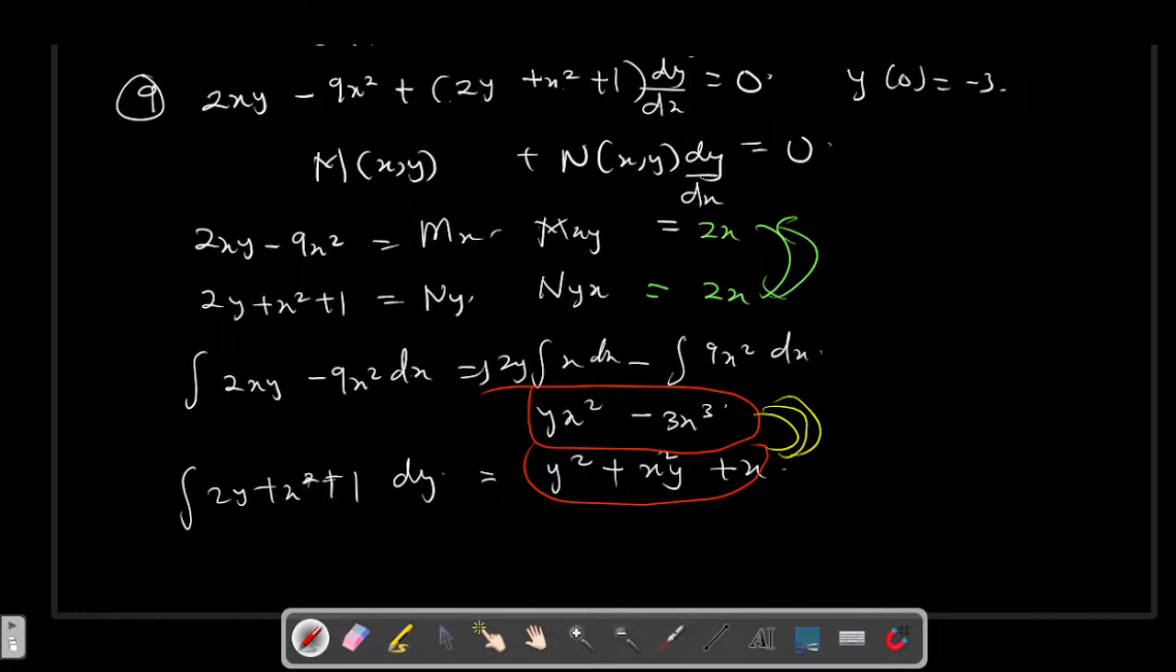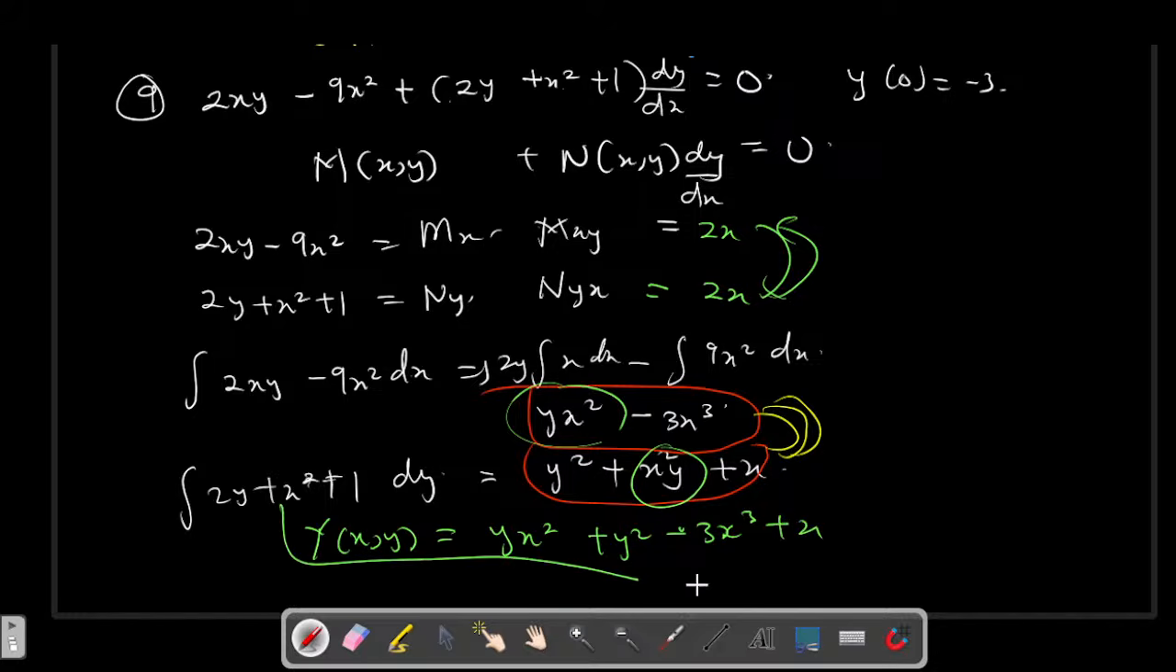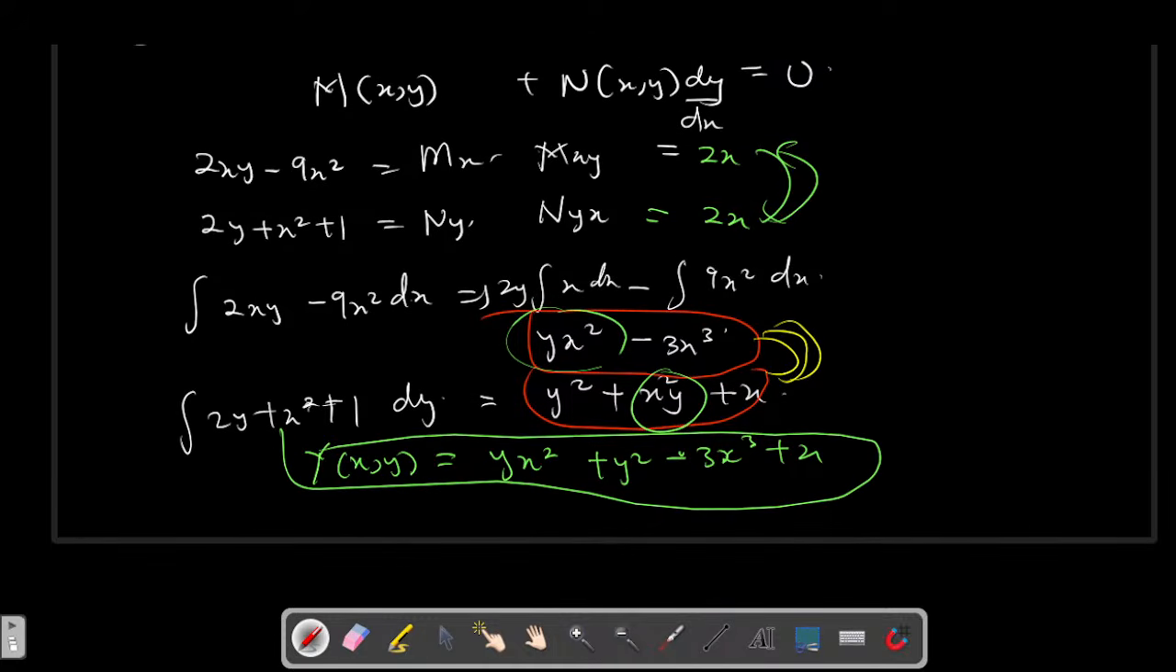Therefore, look at the solution for the differential equation. Our exact differential equation F of x, y is simply equal to, now y x squared is here, it's also here, you choose 1, y x squared. Then the next one is y squared, it's only 1. We have minus 3x cubed, is only 1. Then you have plus x, and that becomes our answer to our differential equation. So this is the easiest way you can go about the exact differential equation.